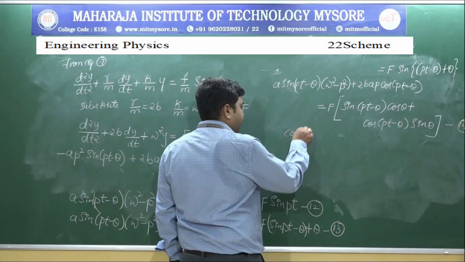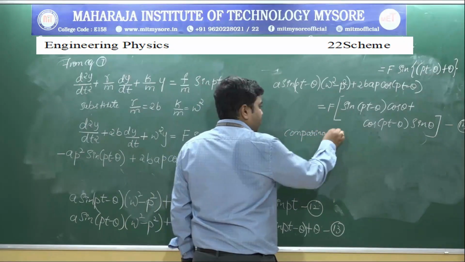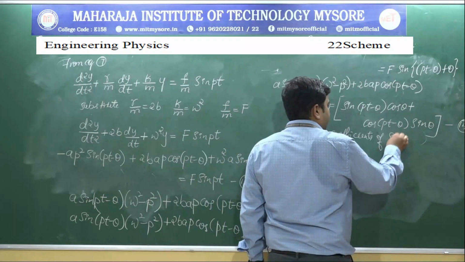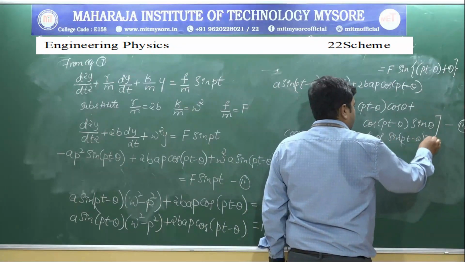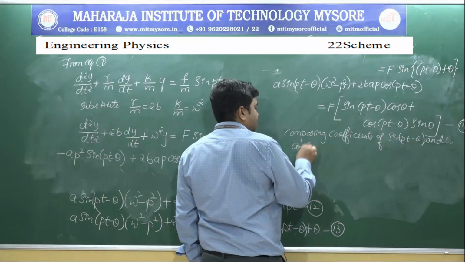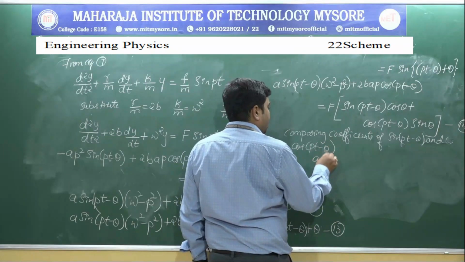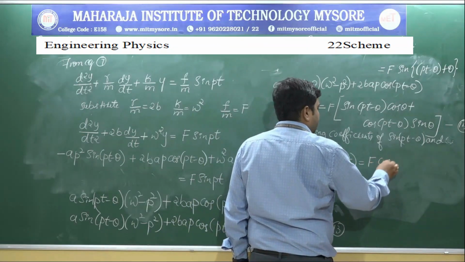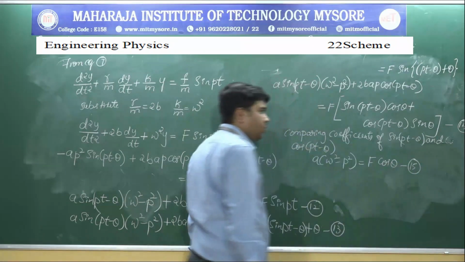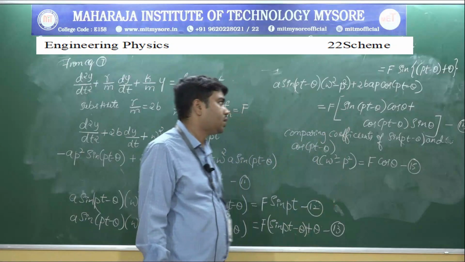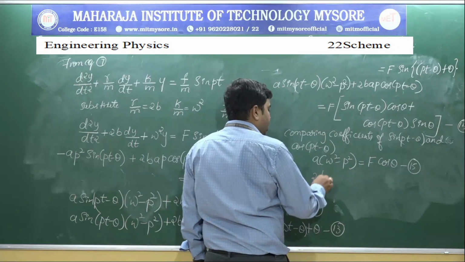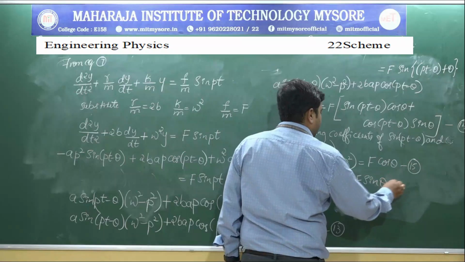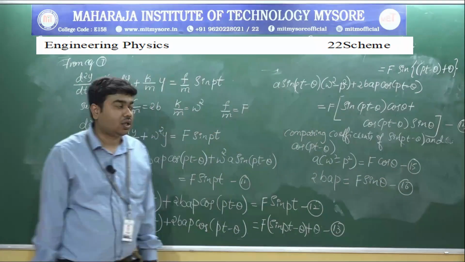Comparing coefficients of sin(pt − θ) and cos(pt − θ): A(ω² − p²) is equal to F cos θ. We'll call this equation 15. And again, comparing the coefficients of cos(pt − θ), we get 2bAp is equal to F sin θ. We'll call it equation 16.